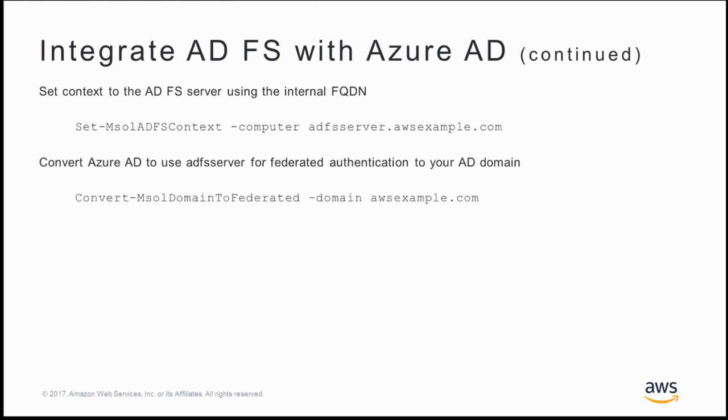Next, you're going to convert Azure AD to use the ADFS server for federated authentication. You'll do that by running the Convert-MsolDomainToFederated command and specifying your main domain as awsexample.com. That's the domain name for the AWS Microsoft AD directory.